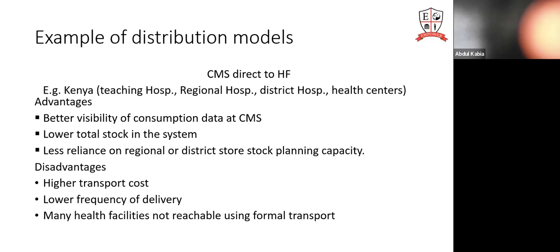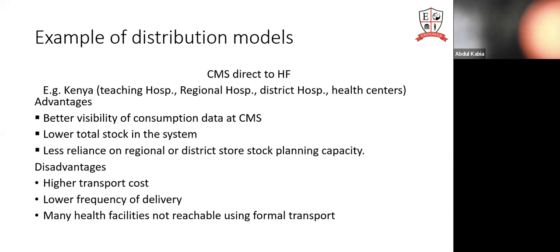Compared to a system where we have 4 levels and each level has its own, maybe 15 or 10 months, at central level and so on. So it has the advantage of lower total stock in the system. And it's also less reliance on the regional or district stock planning team, because all the planning and distribution happen at central level. So it does not rely mainly on the capacity or the knowledge of the district level staff.